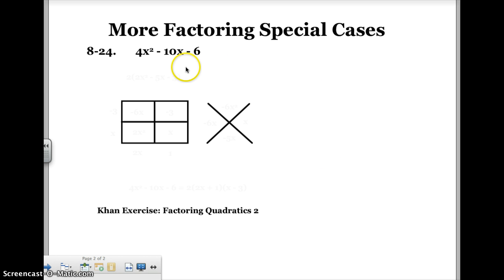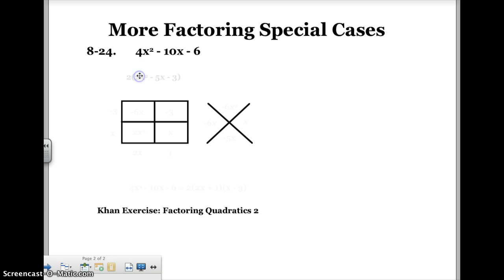Now the key to doing this problem is that before I actually put the numbers into my generic rectangle and diamond problem, I'm going to factor a number out of my quadratic when it's written as a sum. Right now my quadratic, as it's written as a sum, is 4x squared minus 10x minus 6. All three of those parts have a 2 in common. They all have a factor of 2.